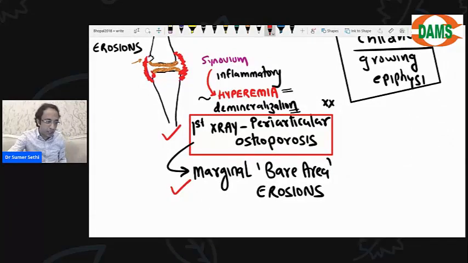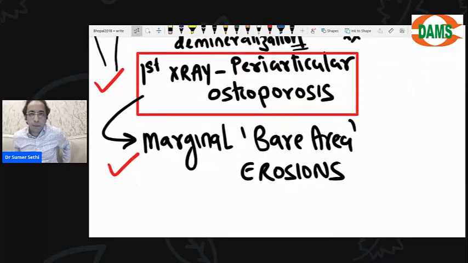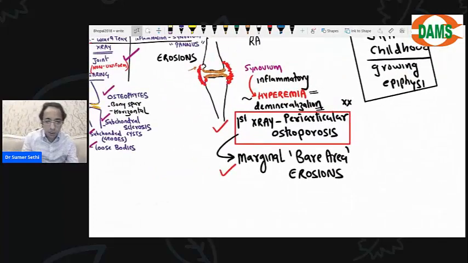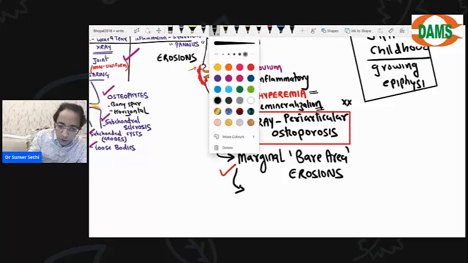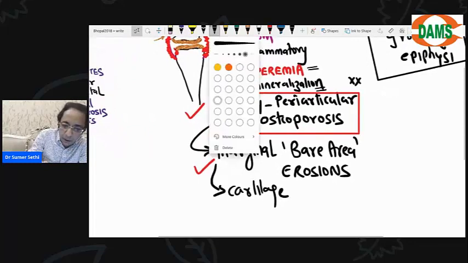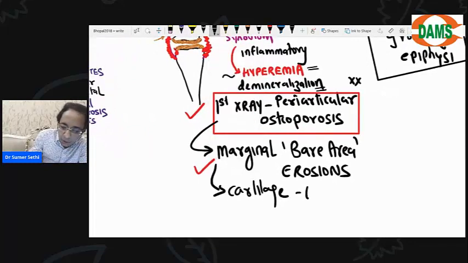So rheumatoid arthritis begins with periarticular osteoporosis, okay? Then you have marginal bare area erosions. Then what will happen? Inflammation will lead to destruction of the cartilage also. Inflammation will not only destroy the bone, it will then start to destroy the cartilage also. So when the cartilage is destroyed because of inflammation, what will happen? Better listen to me. What will happen? There will be loss of joint space.